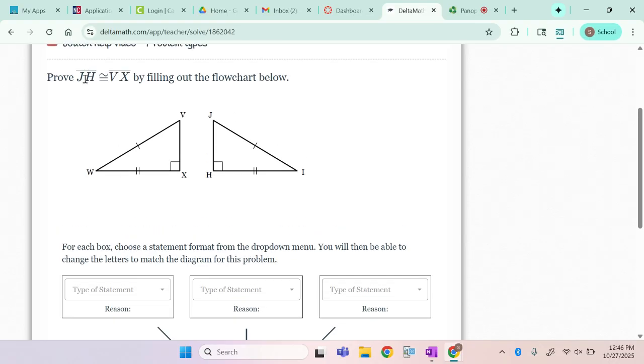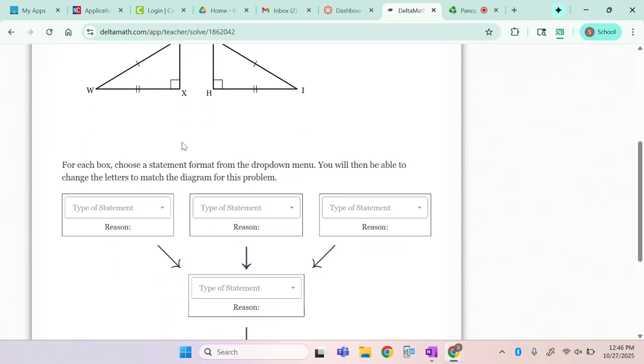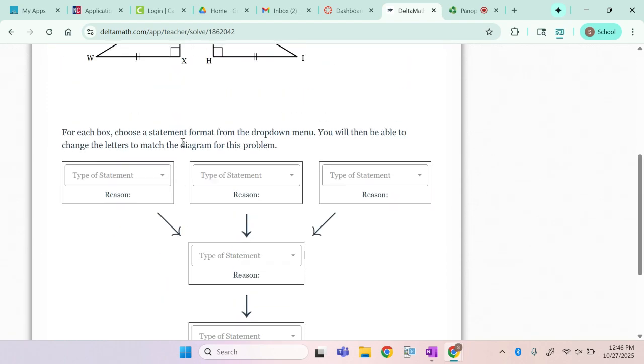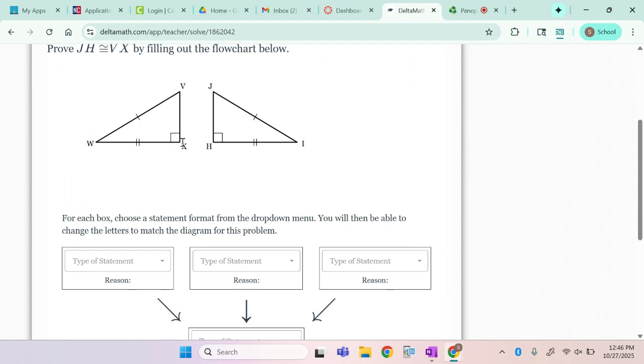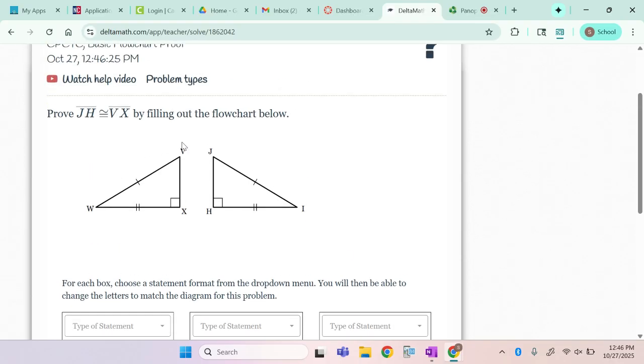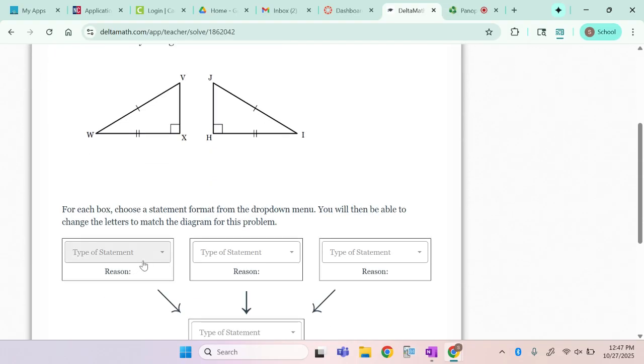So we're trying to prove that JH is congruent to VX. So we're going to have to prove what's congruent first. So before we can prove that pieces of the two triangles are congruent, we first got to prove what? We've done this like 10 times already. We first got to prove that the triangles are congruent. So let's start by stating what we're given. Someone tell me something that they already gave us.